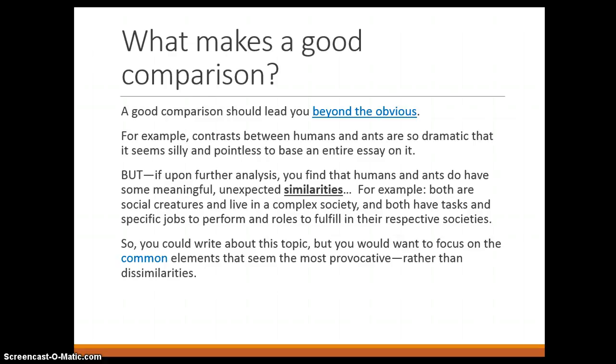A good comparison should lead you beyond the obvious. So, for example, contrast between humans and ants, like I just talked about. But on further analysis, you may find that humans and ants do have some meaningful, unexpected similarities. I'm going to read this: both are social creatures and live in a complex society, and both have tasks and specific jobs to perform and roles to fulfill in their respective societies. So you could actually write about that topic, and it might even be interesting rather than talking about how different they are. So that would be a pretty cool paper to write.